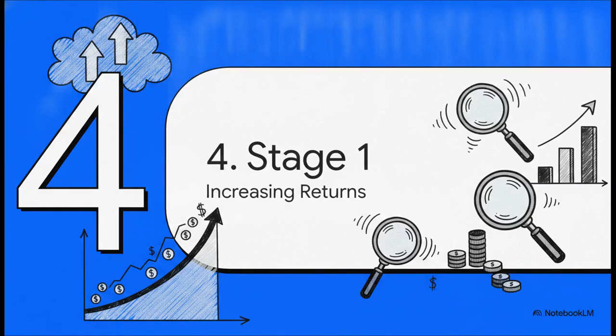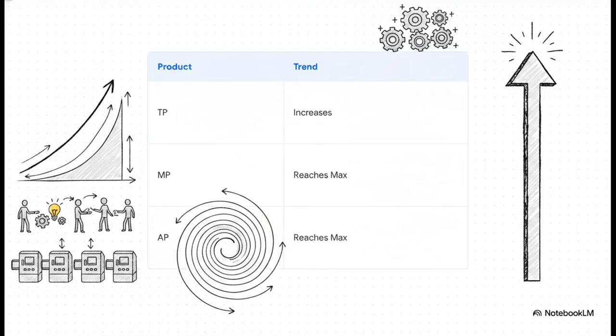Which brings us to Section 4, Stage 1, Increasing Returns. All right, in stage 1, the stage of increasing returns, things are moving incredibly fast. Total product initially skyrockets at a rapid, increasing rate right up to that point M we just talked about. From there, it keeps going up, but at a diminishing rate until point A.